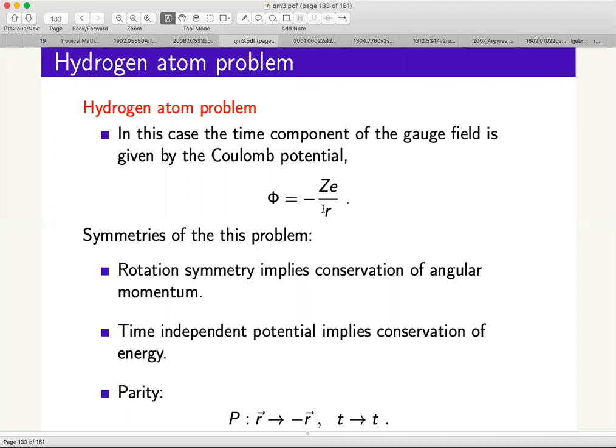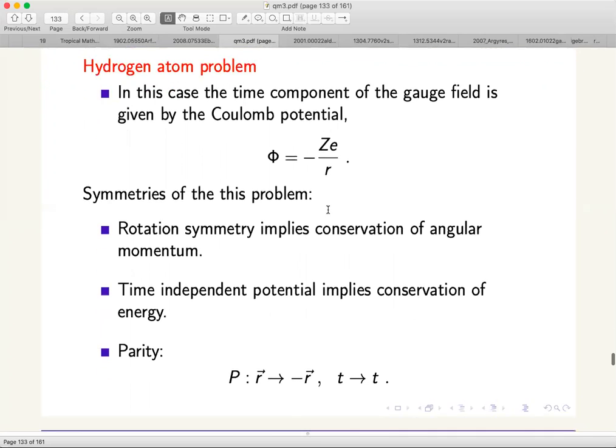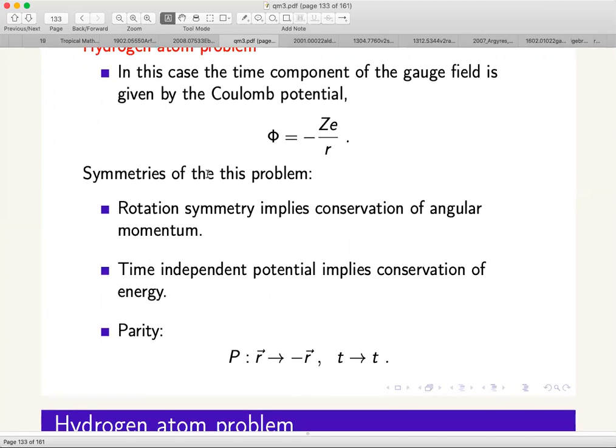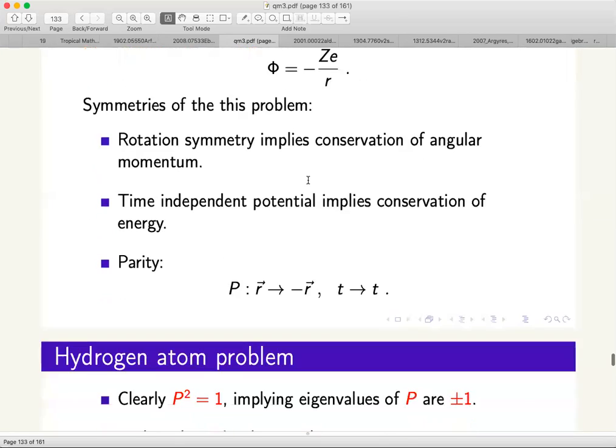And because the potential depends only on the magnitude of R, we know from central potential problems that there will be a rotational symmetry in this particular case, and as a result the angular momentum would be conserved. Since the potential is time independent, the energy is conserved, and parity is also a symmetry because the original Dirac equation was invariant under parity, and so is the Coulomb potential.